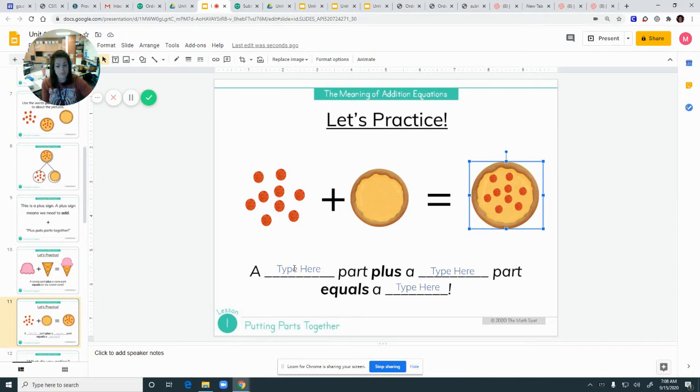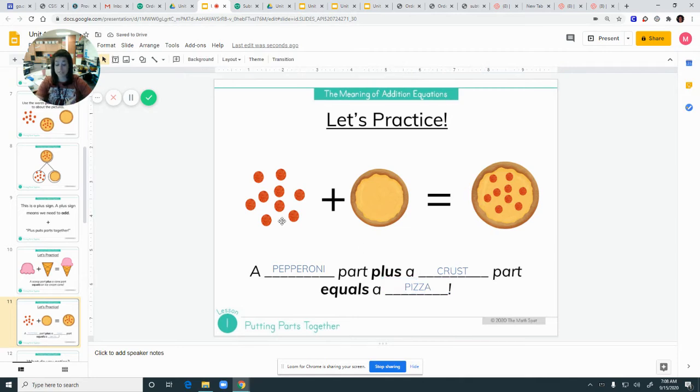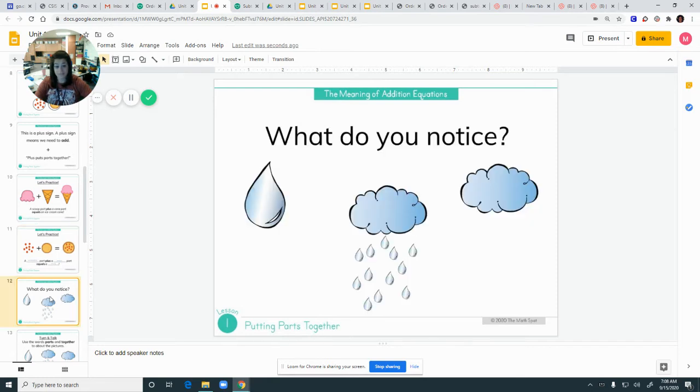Let's type that into a sentence. So a pepperoni part plus a crust part equals a pizza. We put together pieces to make ourselves a whole. The addition symbol is what makes ourselves a whole, okay? Let's look at something else.